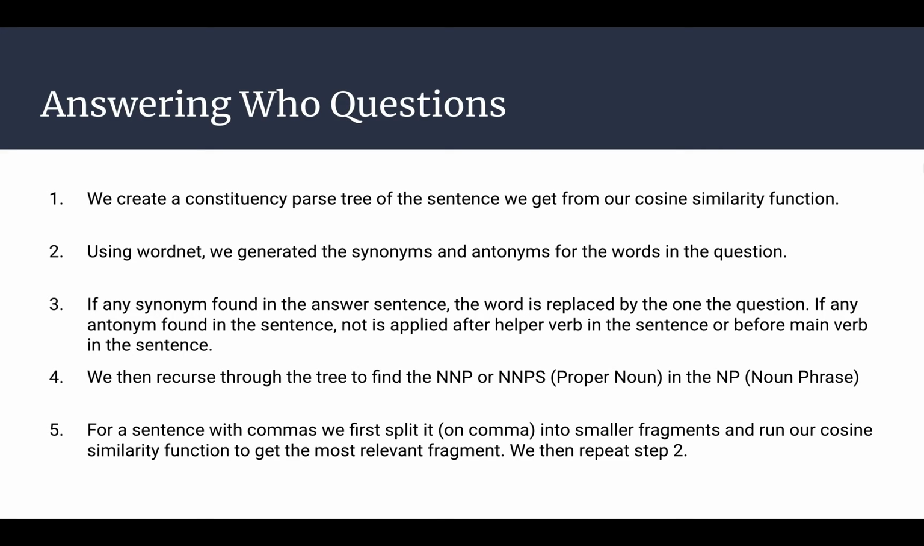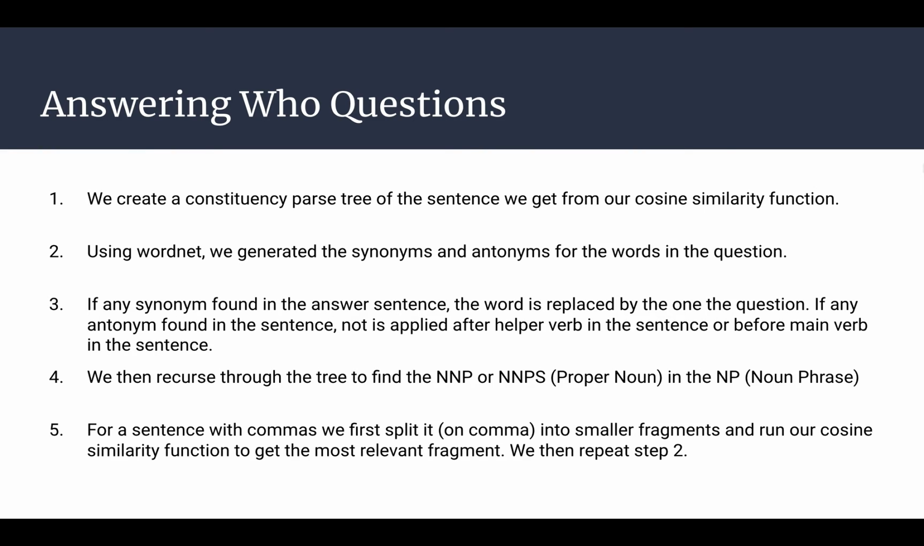For answering who questions, we create a constituency parse tree from our return sentence from the cosine similarity. We then generate synonyms and antonyms for the words in the question. If any synonym is found in the answer sentence, the word is replaced by the one in the question. If any antonym is found in the sentence, not is applied after the helper verb. We then recurse through the tree in order to find NNP or NNPS tagged in the noun phrase.